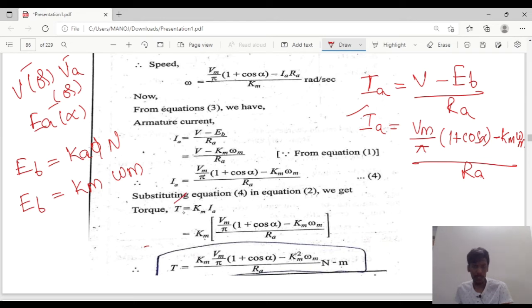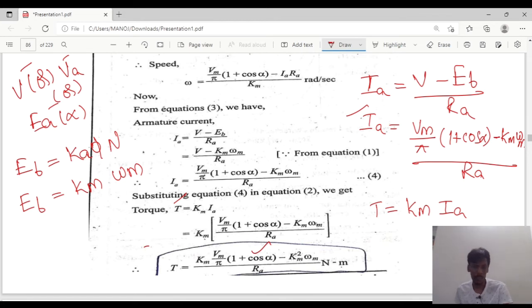Torque equation: T equal to Km into Ia. Ia value we have calculated, no, Vm by pi (1 plus cos alpha) minus Km into omega m by Ra. So I can write T equal to Km into Ia. So Km into Vm by pi (1 plus cos alpha) by Ra. This is one term, and Km into Km will be Km square omega m by Ra.